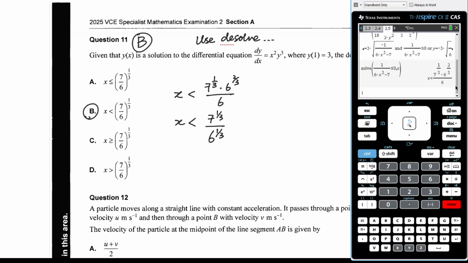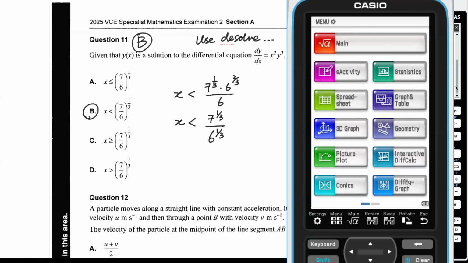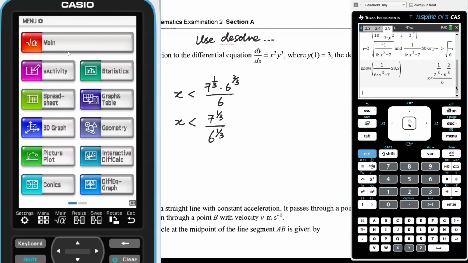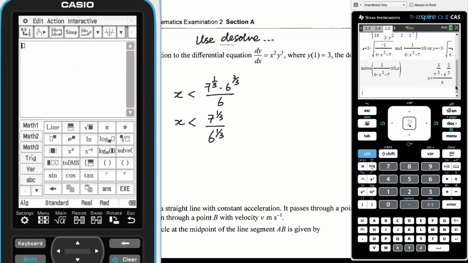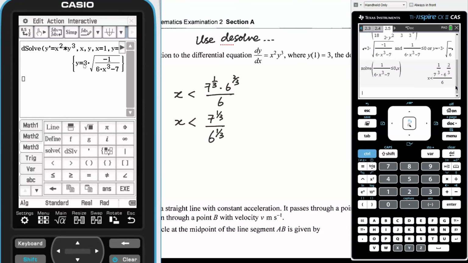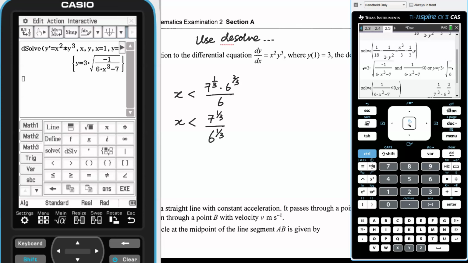You might be wondering what if you are using a ClassPad? My main calculator will be the TI-Nspire, but I can show you Math 3, dSolve. Just get a y here and a dash here, equal sign, x to the power 2 times y to the power 3, comma x, comma y, x equals 1, y equals 3. And then you get this expression. But just to let you know, if you're selecting a solution, you must make sure you select the solution satisfying y(1) equals 3. So the only feasible option is this one.